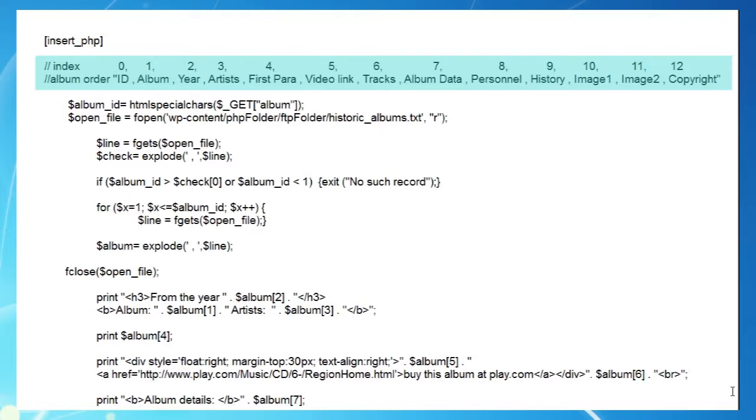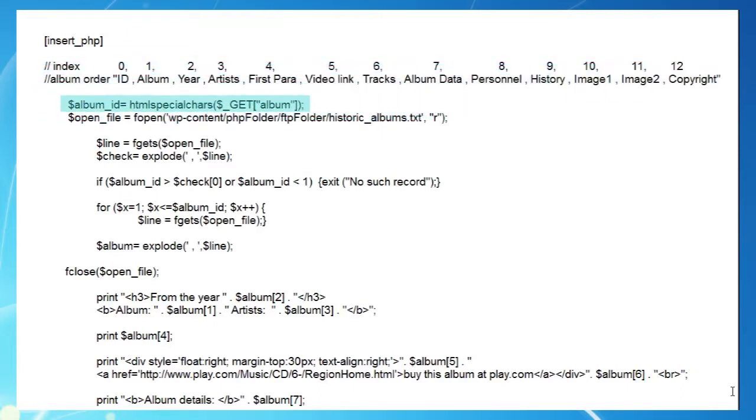Obviously the first line is where the page receives the ID of the record to be looked at. As we explained before, we've used a simple number for this ID because it makes accessing our file much easier. Effectively, the ID is the line number for our record in our text file, which we've now opened in read-only mode.